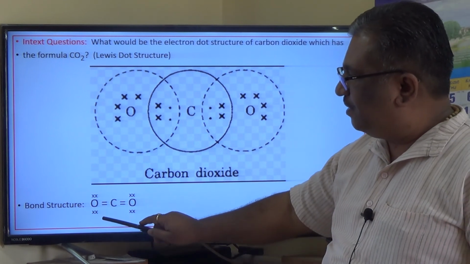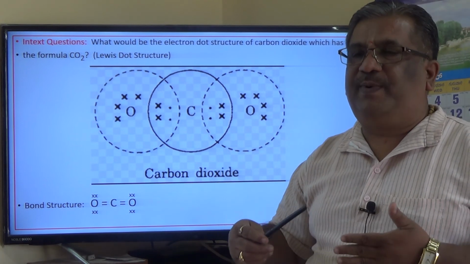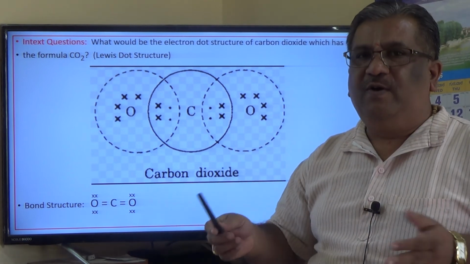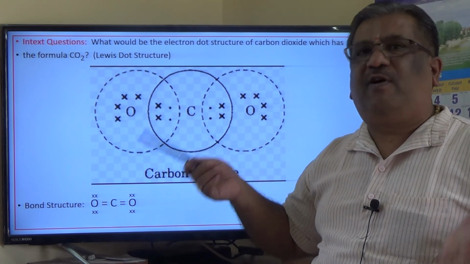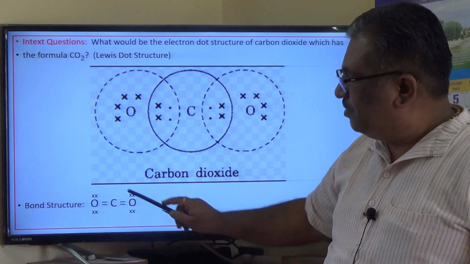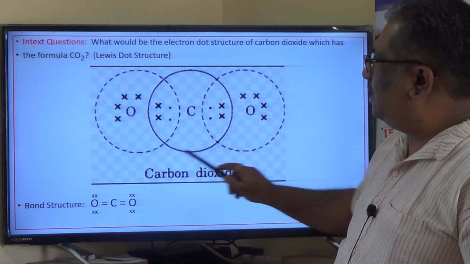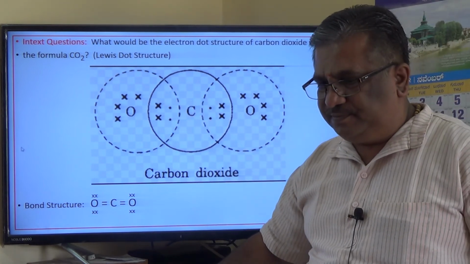Important: in the bond structure, you should also represent the lone pair electrons. Lone pair means those which are not the bond pair, which are non-shared. Bond pair means a shared pair of electrons. Lone pair means non-shared electrons. So if you represent the lone pair also, it is preferable. So this is the bond structure and this is the dot structure for CO2. I hope you understand this clearly. Next.